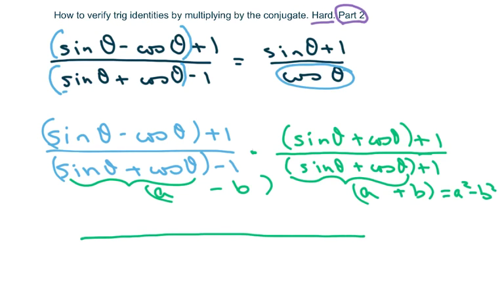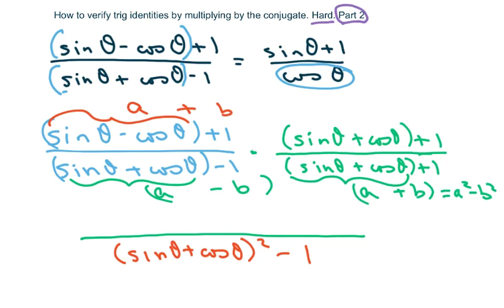And when you get the denominator, what you're going to get is you square your A. Your A is sine theta plus cosine theta, and square it, and minus 1 squared, which is just 1. Now the top is going to be your A plus B. This is your A plus your B, and this is your A. Okay, in the top, what we're going to do is just FOIL this out.